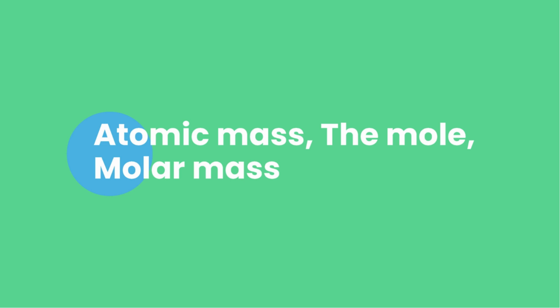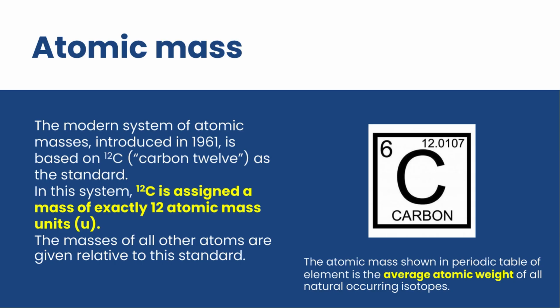Atomic mass. Makes sense. We need a way to talk about how heavy these atoms are. You can't just weigh one atom. Right, definitely not on any scale I've seen. Exactly. So chemists needed a standard. The modern system, set up back in the 60s, is based on one specific isotope, carbon-12. By definition, one atom of carbon-12 is assigned a mass of exactly 12 atomic mass units. We use a lowercase u for that unit. So everything else is measured relative to that carbon-12 standard. Precisely. It's a relative scale.